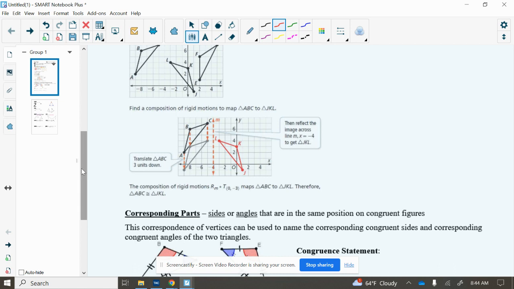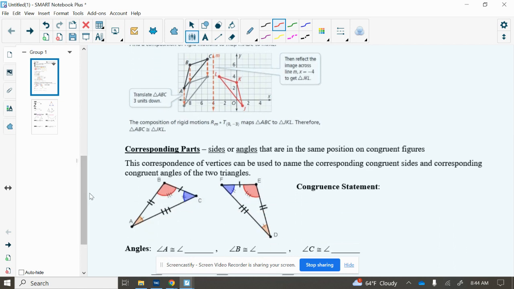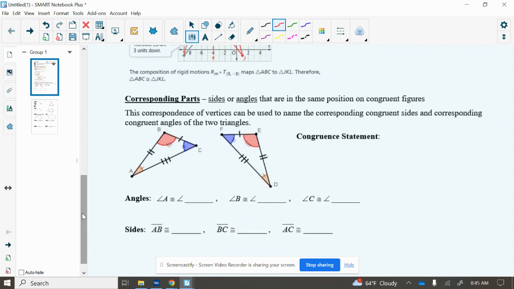Through those congruence transformations, once we know that figures are congruent to each other, they have corresponding parts that would also have the same size. So for instance, sides that are congruent or angles that are congruent, all of them should be in one triangle to another, or a figure to another, if they are truly congruent. And again, we show this through a congruence statement.